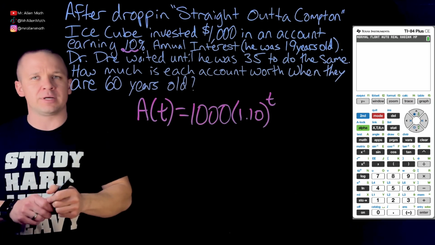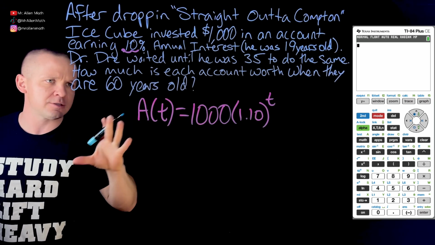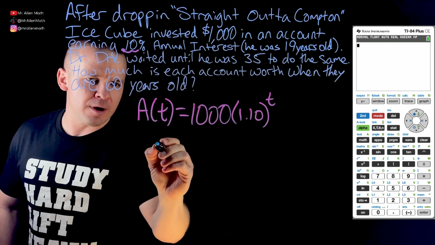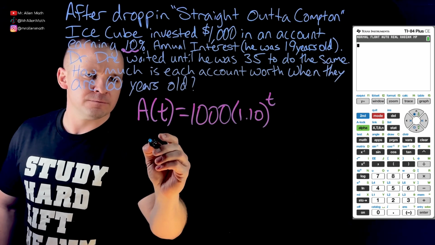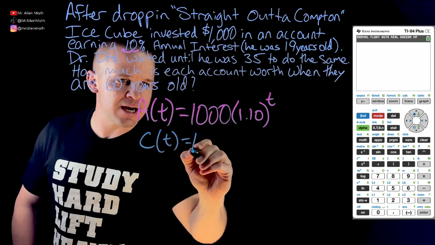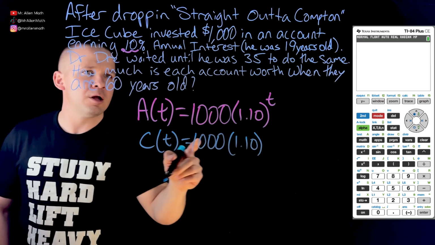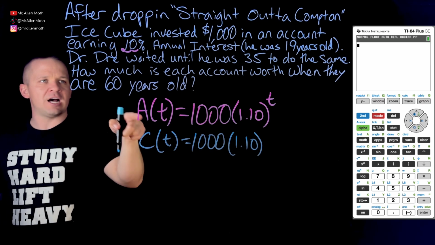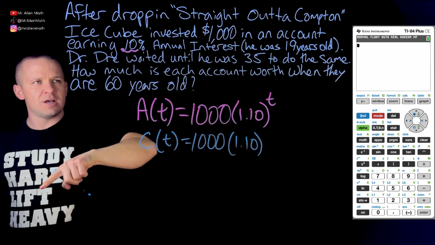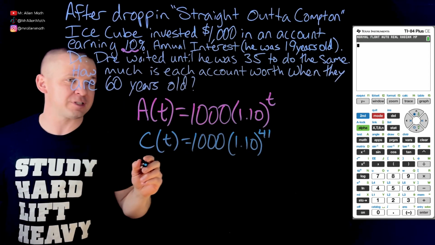I will use blue because that reminds me of ice cubes, sort of. Water, frozen, ice cube. All right. So Ice Cube as a function of time. That's his money. We got $1,000. And how long is he investing it for? He was 19 years old at the time to 60 years. Is it going to be 41? Right? So raise to the 41st power.